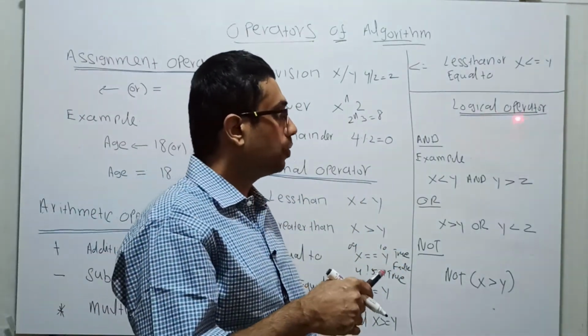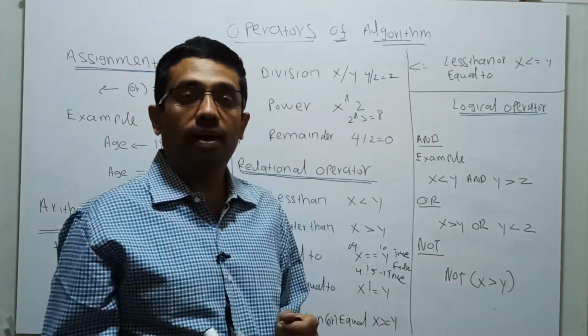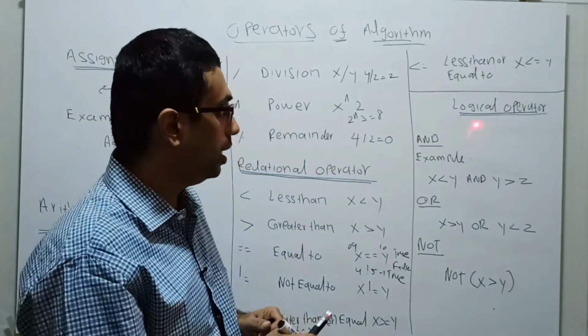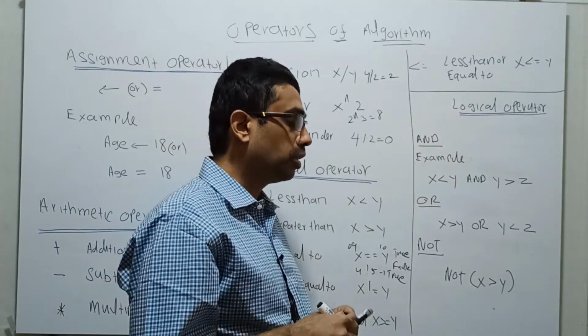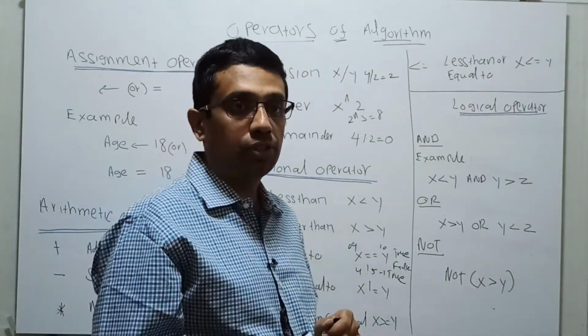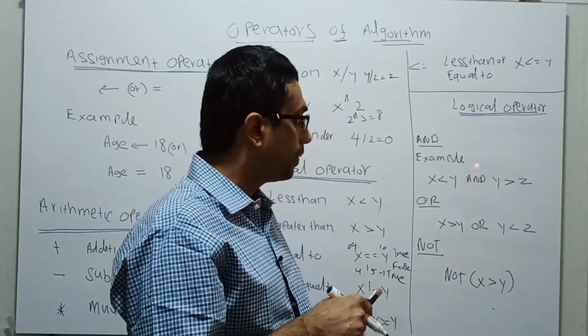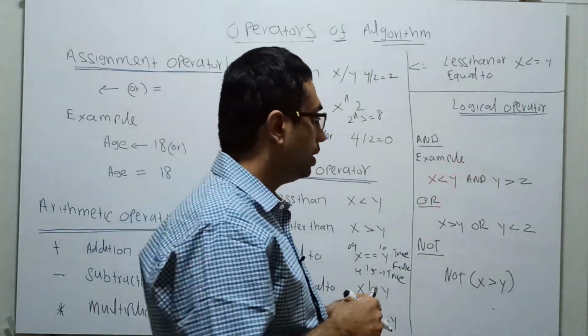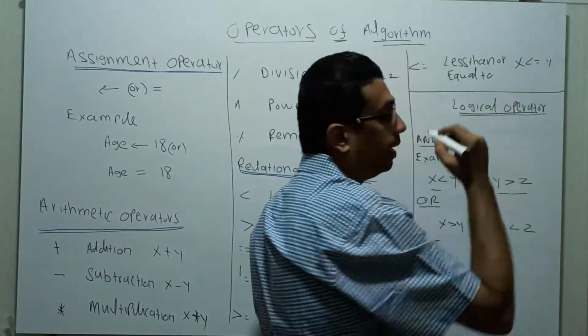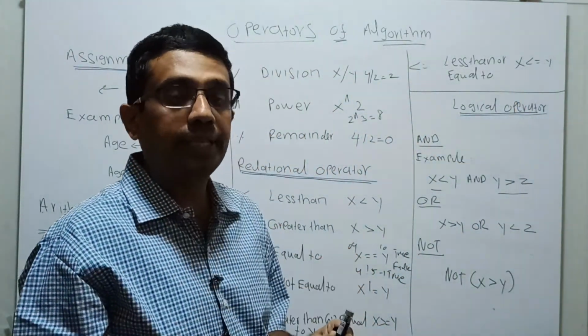The last one is the logical operator. Logical operators are used to combine relational expressions, especially the AND operator. The AND operator returns true when the condition on the left side of the operator and the condition on the right side are both true.